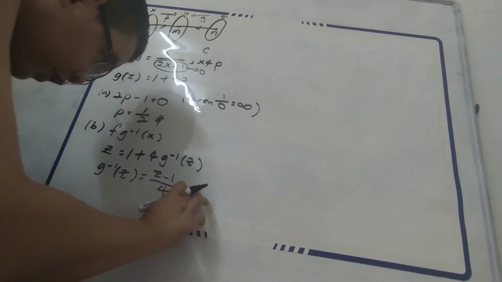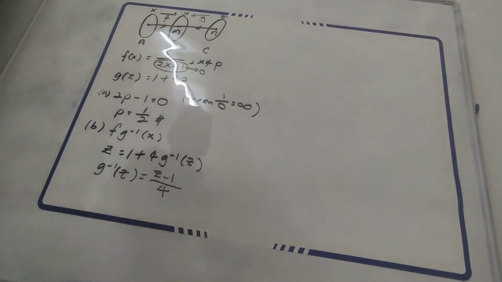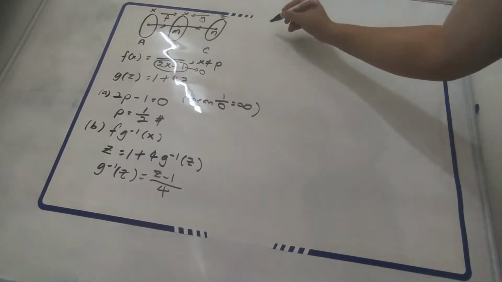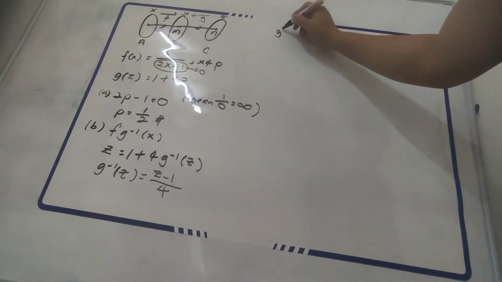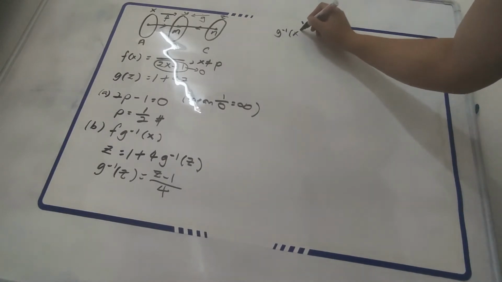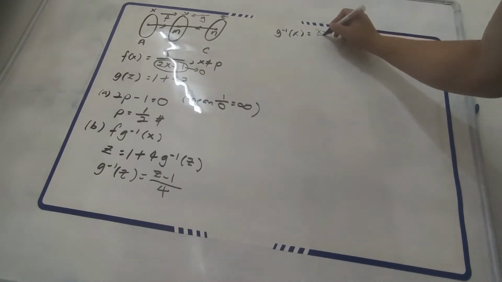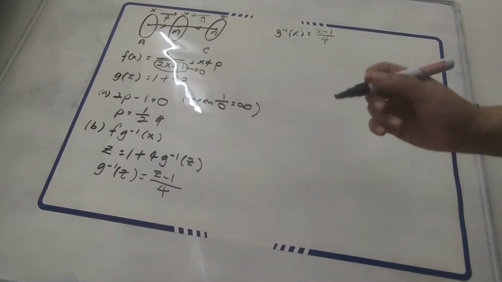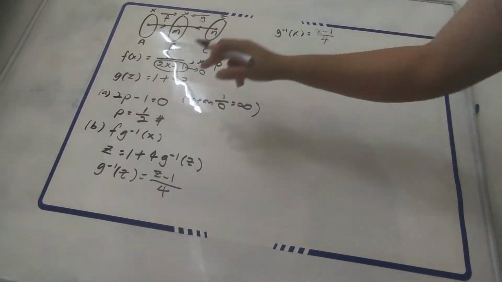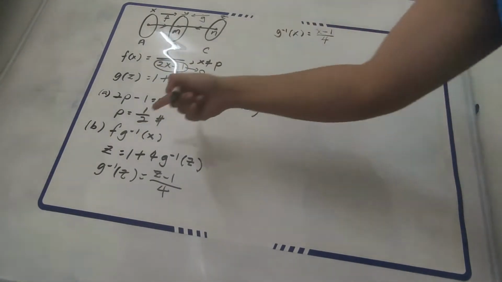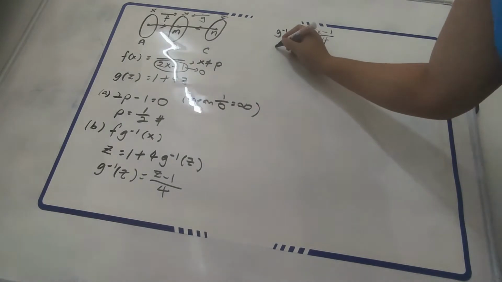So this is the first thing. And then if the inverse function of g with the variable z is equal to (z minus 1) divided by 4, so with the variable x, then it should be (x minus 1) divided by 4. Then for the composite function, you need to substitute this (x minus 1) divided by 4 inside this composite function.